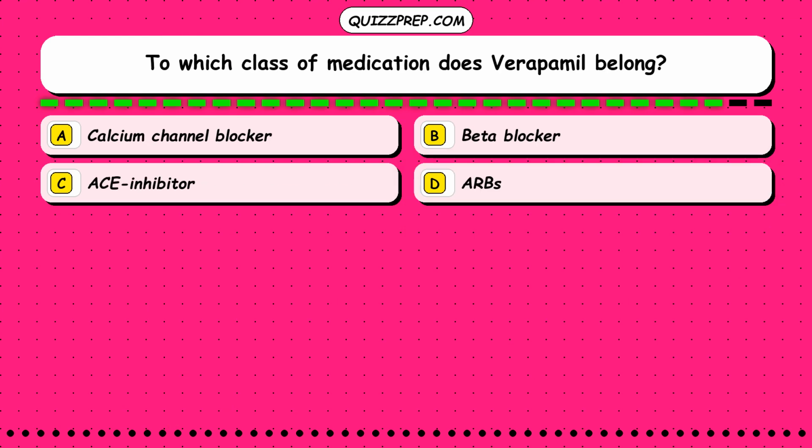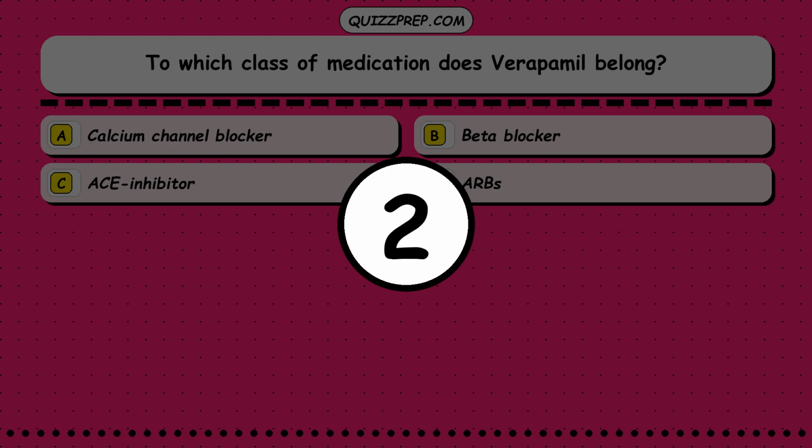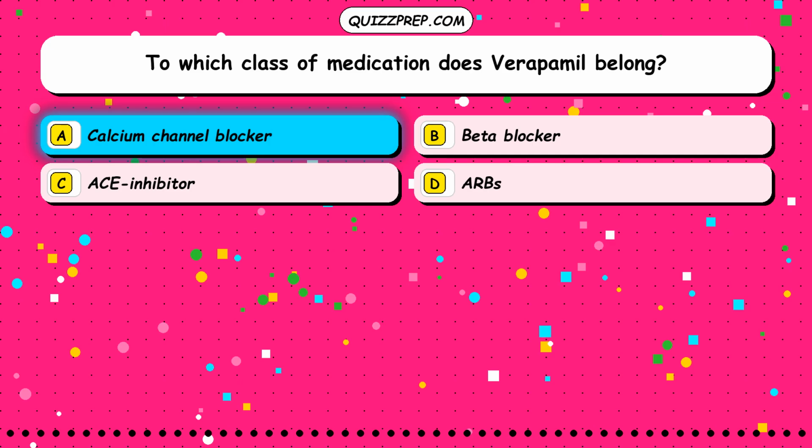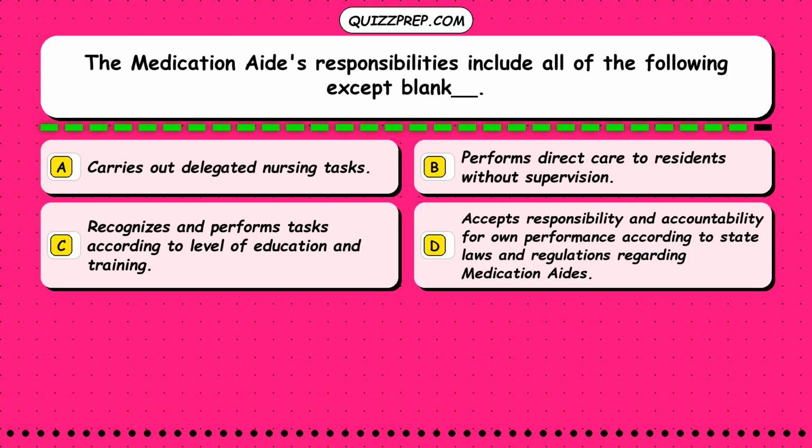Question 242. To which class of medication does verapamil belong? Option A. Calcium channel blocker. Option B. Beta blocker. Option C. ACE inhibitor. Option D. ARBs. The correct answer is option A. Calcium channel blocker. Question 243.